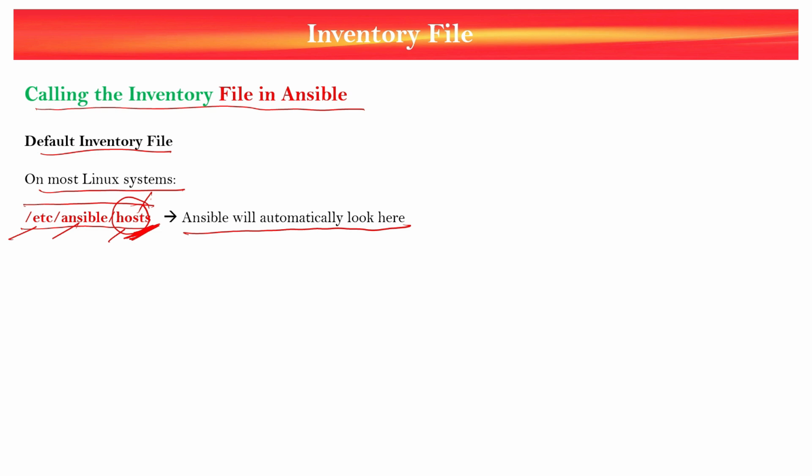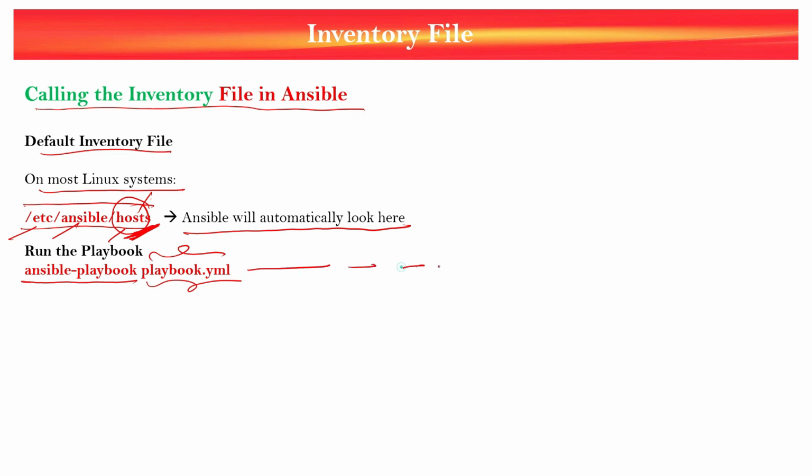When we run the playbooks, the command is very simple: ansible-playbook, and then we specify the name of our playbook. Along with that we have a few more arguments that we can pass when we run the playbooks. We'll see that as well. Here we are just giving the name of the playbook file. We have not specified any inventory file here.